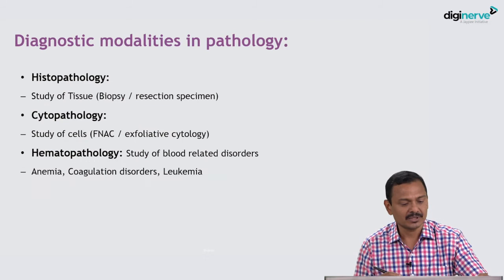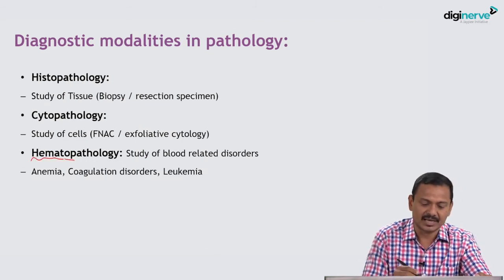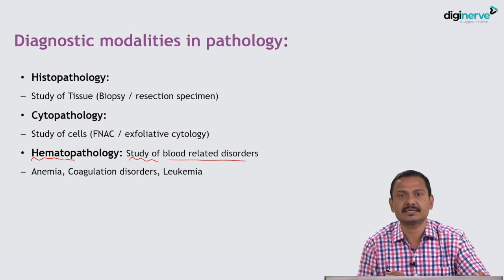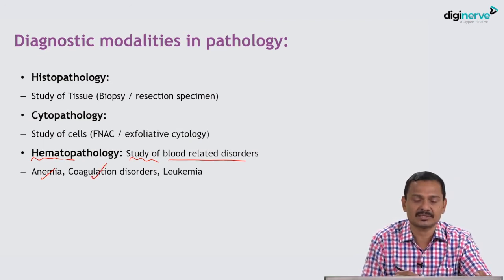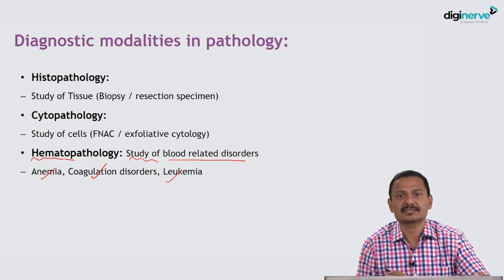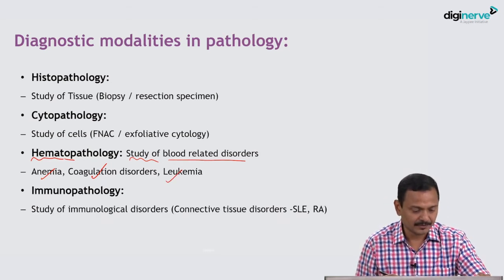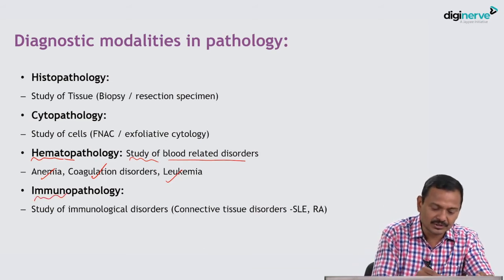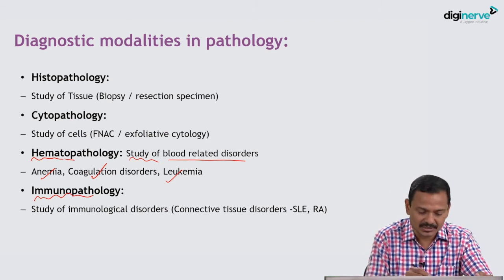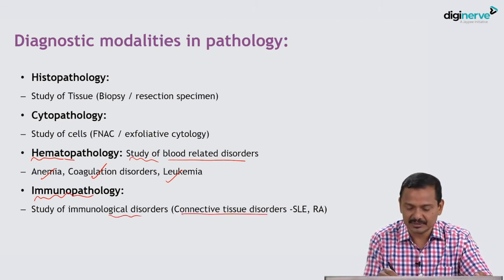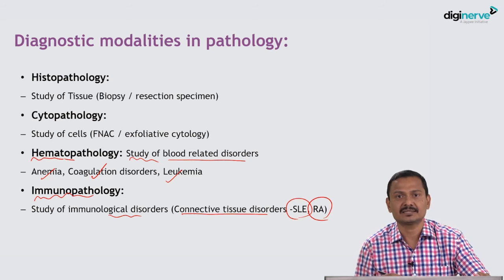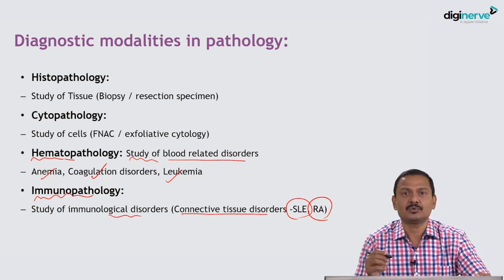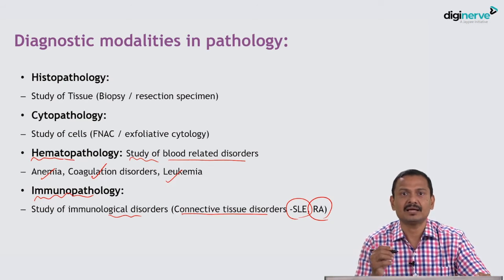Okay? So, the third modality is hematopathology and it is the study of blood related disorders. Okay? Like you can come across anemia, the types of anemia, coagulation disorders and the malignancy of hematology, that is leukemia or lymphoma. The fourth subtype is immunopathology where we study immunological disorders like connective tissue disorders. For example, you have systemic lupus erythematosus and rheumatoid arthritis as well as transplant related disorders. So, these are the different modalities: histo, cyto, hemat and immuno. These are the four modalities of diagnosis in pathology.